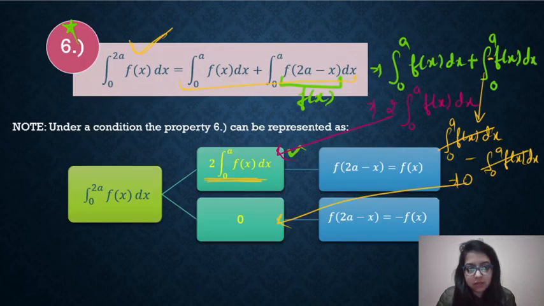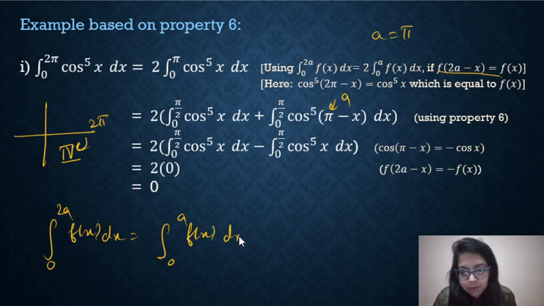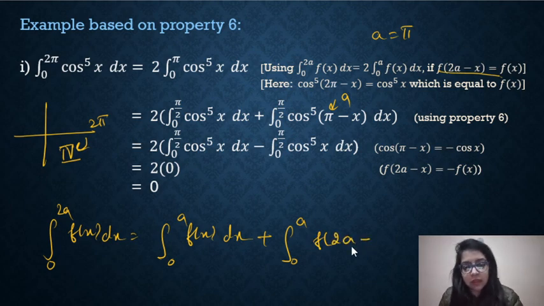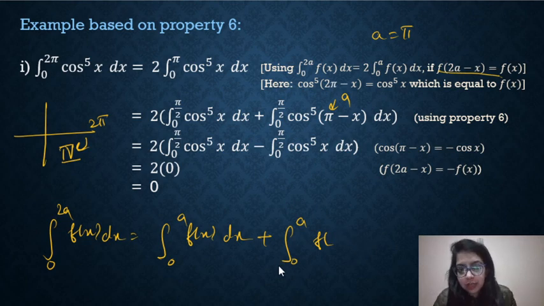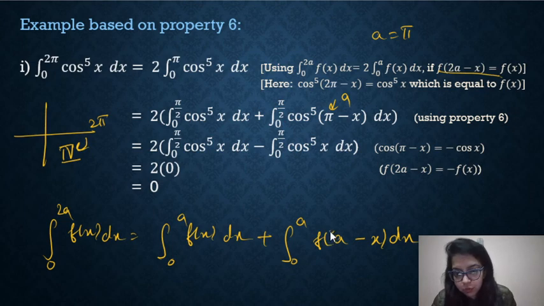That is, what is this? That is your integral from 0 to 2a of f(x) dx, which is equal to the integral from 0 to a of f(x) dx plus the integral from 0 to a of f(2a minus x) dx. Okay, so exactly using this result.